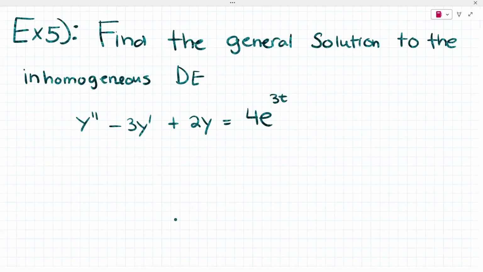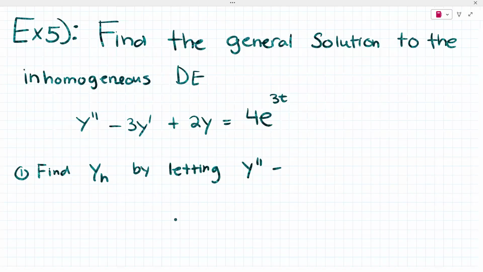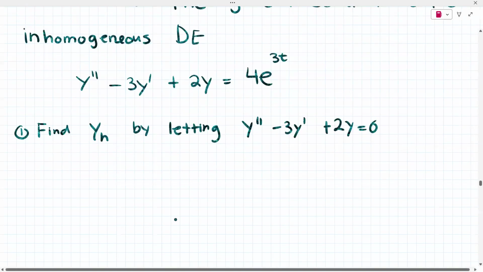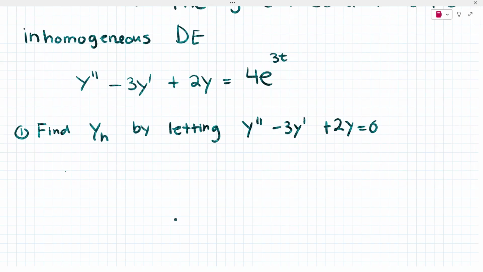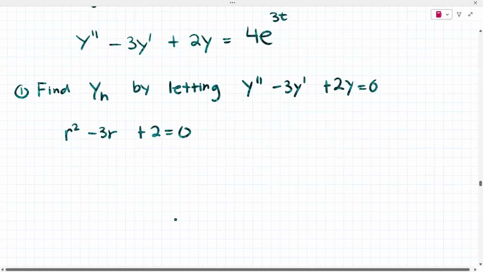So step one I would do is find yh by letting y double prime minus 3y prime plus 2y equal 0. So that would be expressed as r squared minus 3r plus 2 equals 0. And then you're going to solve for your r.